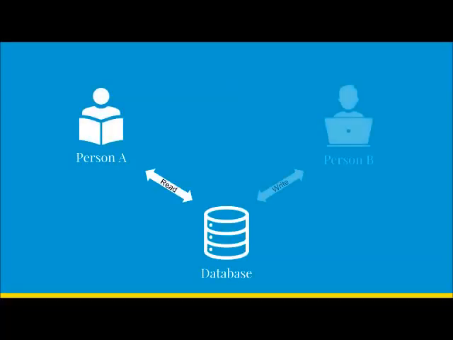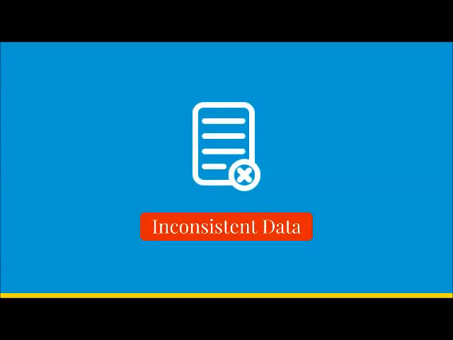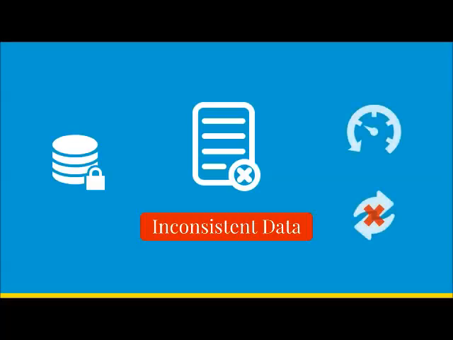Now let's assume person A is reading from the database at the same time as person B, who is writing to it. It is possible that the reader, person A, will see a half-written or inconsistent piece of data. The simplest way to prevent this is to implement locking, which blocks readers from reading until the writer is done editing. However, this can be inefficient and prevents concurrency.